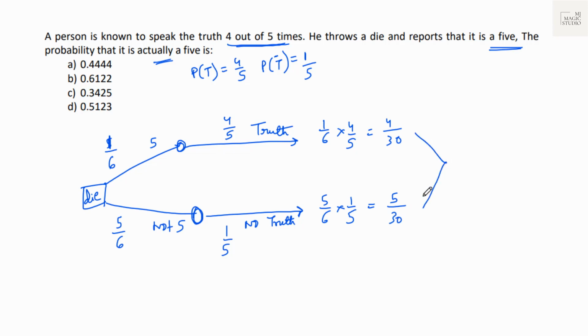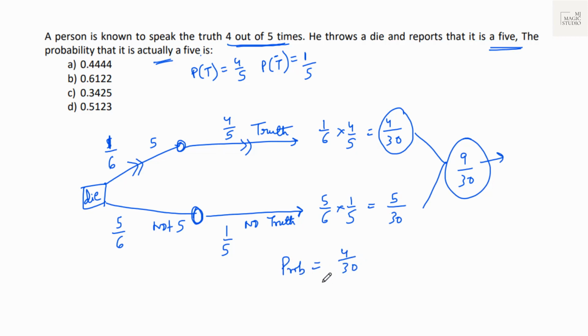That means the probability that he has said that it is a 5 is 4 by 30 plus 5 by 30. That is 9 by 30. So this is the probability that he reports that it is a 5. Now the question is, what is the probability that it was actually a 5? So the probability that it was actually a 5 and then a 5 was said is 4 by 30. So the probability we are looking for is 4 by 30 divided by 9 by 30.